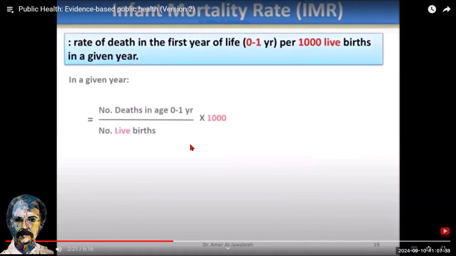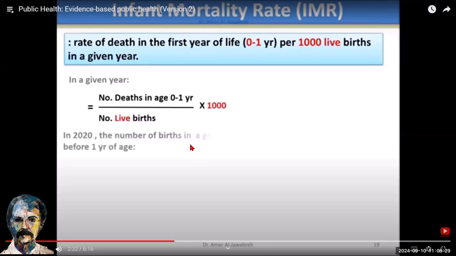Then we talk about another important rate, a vital statistic with which you can assess how good a health system in a country is. One of them is IMR, the infant mortality rate. What's an infant? A baby, a newborn, from 0 up to 1 year. It's usually reported per 1,000 live births, not dead births. Dead births are deducted from the total count. In a given year, usually they give it for one year, 2020, 2025. The equation goes as follows.